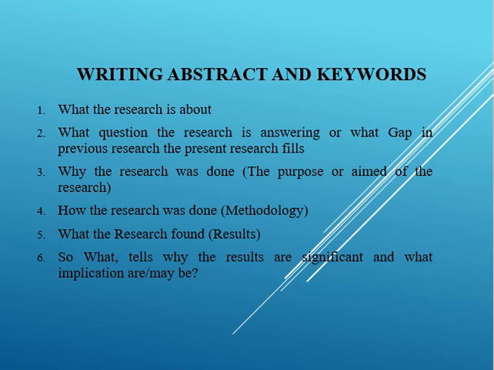You need to mention the background or introduction of the research in the first sentence of the section. In the next sentence, you may write what question the research is answering, or what gap in previous research the present research fills. It clearly states the problem that exists in the existing knowledge or background. After that, in the third point, discuss why the research was done. Here you need to mention the purpose and aim of the research.